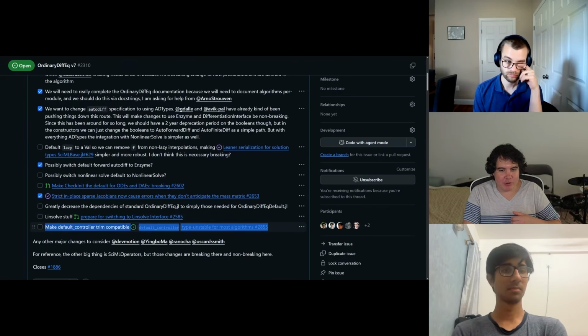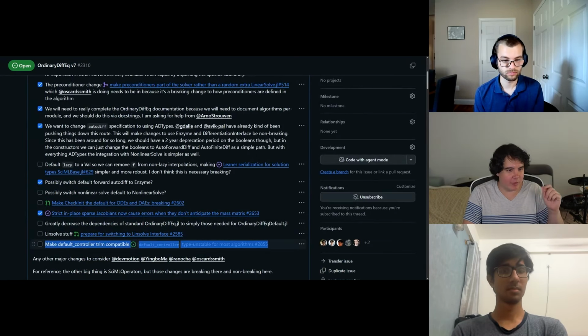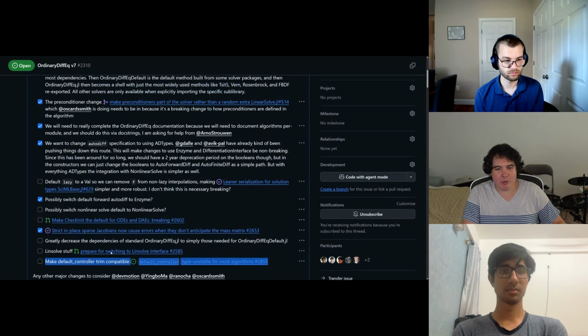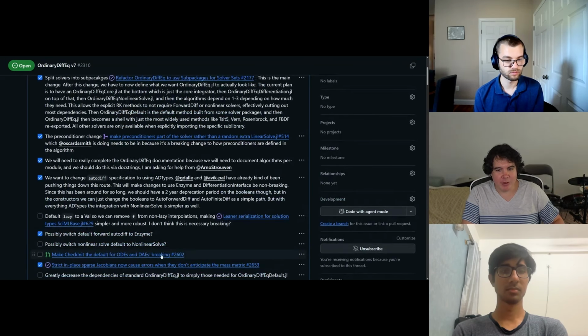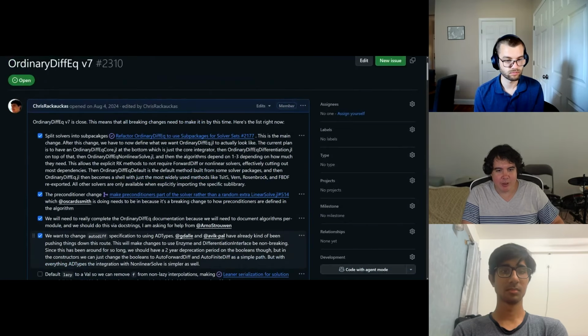Then make the default trim controller trim compatible. So those are the last little details of interface changes that were dynamic before, that now need to be type-level information instead of just saying true or false, so that it's trim compatible. We'll shove those into that same breaking change, so that again we get the whole ecosystem trim compatible.